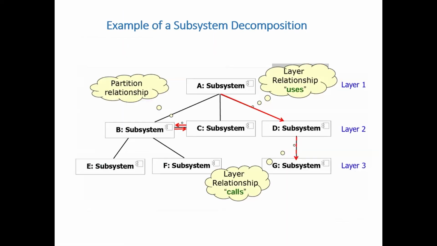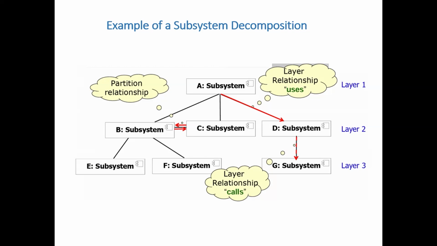Now let's break down this diagram to really understand how subsystems interact both across layers and within the same layer. First, look at subsystem A in layer 1. It's connected to subsystem D in layer 2 with a solid red arrow. This illustrates a use relationship. What that means is A requires D to be present and correctly implemented at compile time. Otherwise, it won't even run. So this is a classic compile time dependency.